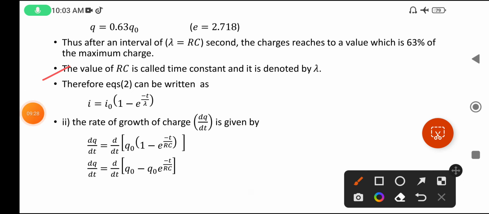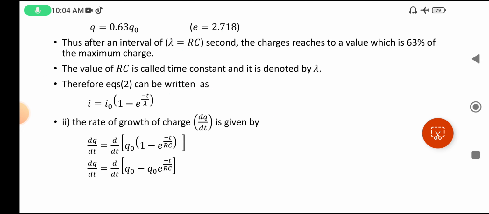The value of RC is called the time constant, and it is denoted by lambda. So that is why lambda is written here. Equation 2 can be written like this. In the place of RC, simply lambda is substituted here.